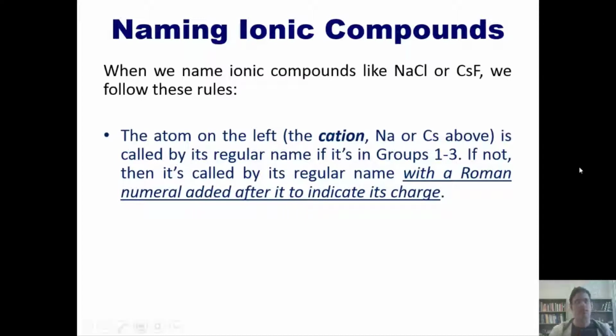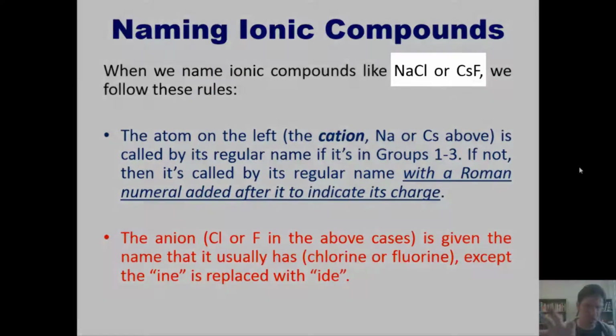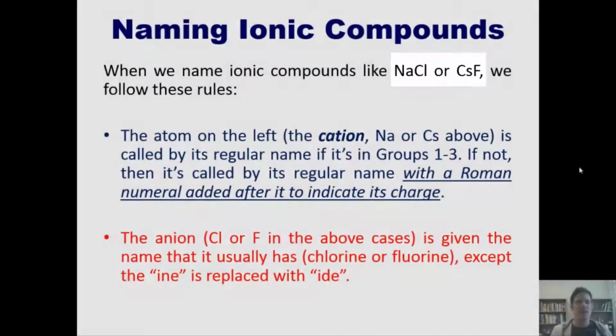So next is the anion, which would be chlorine or fluorine in these examples, is given the name that it usually has, chlorine or fluorine, except that the "ine" part of it is replaced with the suffix "ide." So up here it would be called chloride or fluoride. Got it? So up here then we would call this sodium chloride, and we don't have to say sodium 1 because it's in column 1 of the periodic table. This would be called cesium fluoride. Hopefully pretty good with that.